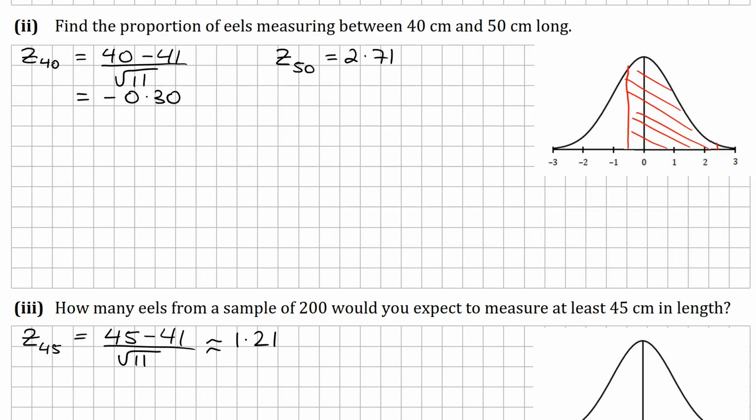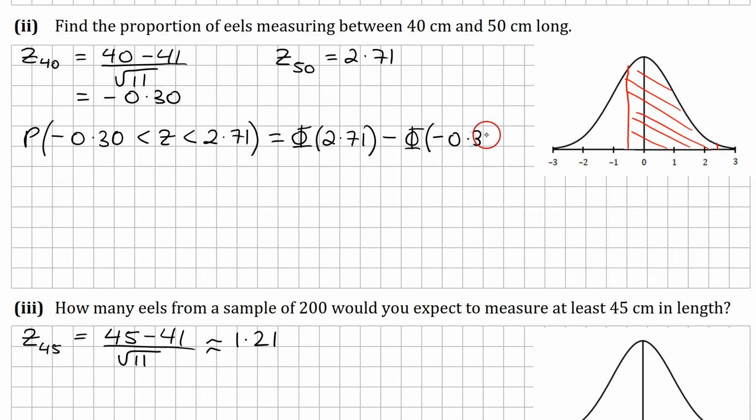Again I set up my probability where z is between the lowest and the highest. So we know that this is the area to the left of the highest minus the area to the left of the lowest. And again, the lowest one is causing a problem here because it's minus, but a minus z score is very easily done by 1 minus the positive.